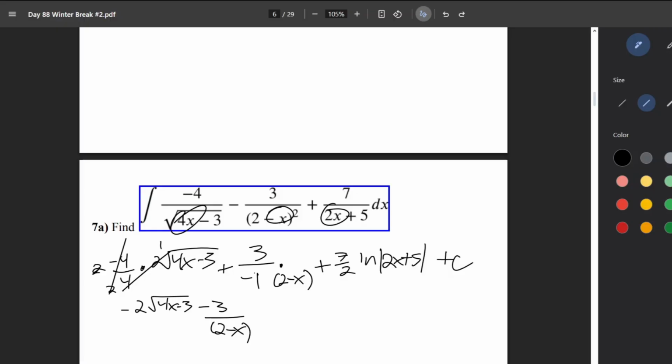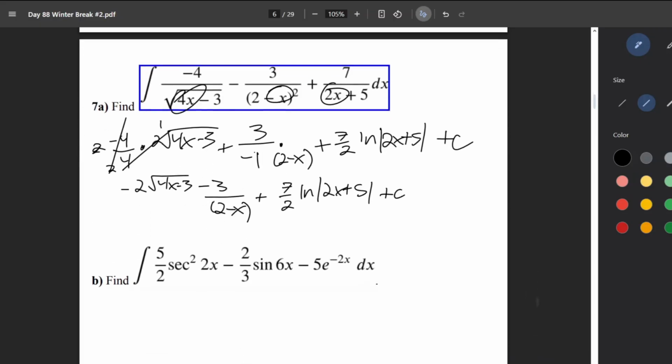Now, whatever. It should be equivalent. Might be equivalent. Not sure. But anyway, plus 7/2 ln absolute value 2x plus 5 plus c. And that is our final answer.